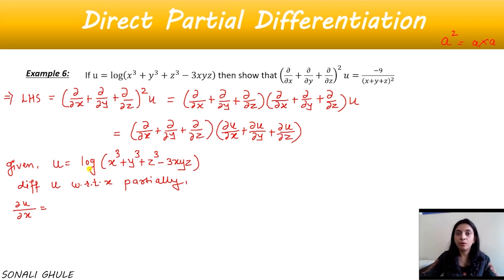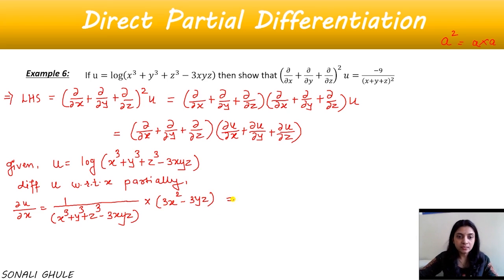Log is there, and we all know the derivative of log x is 1 upon x, right? So using that derivative here, I can write 1 upon x cube plus y cube plus z cube minus 3xyz, right, into, again I have to take a derivative of this term which is present in the logarithm. So here the derivative of this term with respect to x is 3x square minus 3yz. Derivative with respect to x, so y and z are constant here, right?